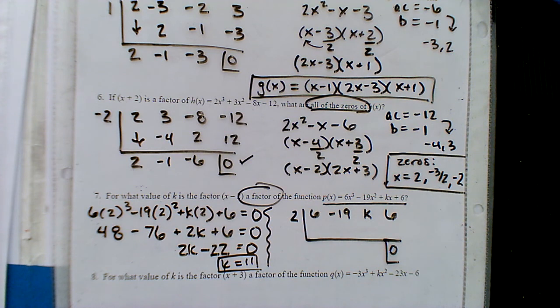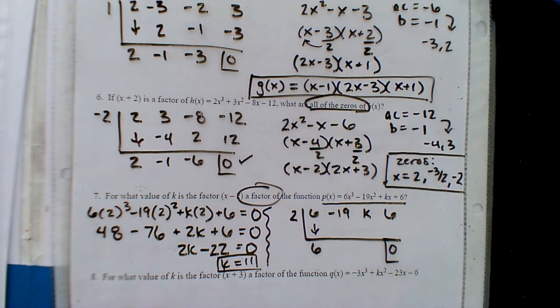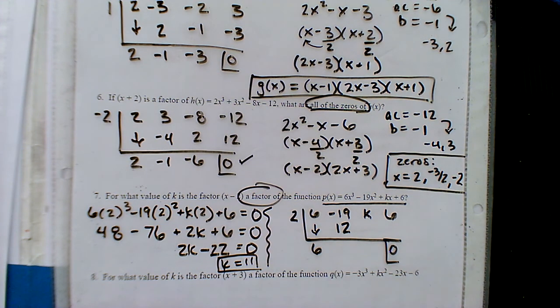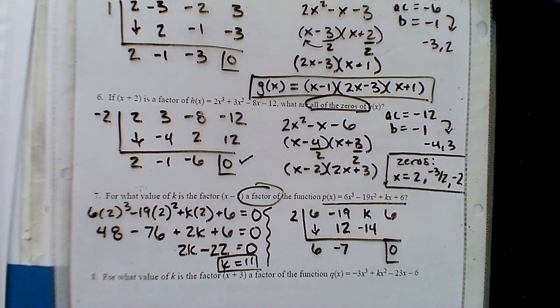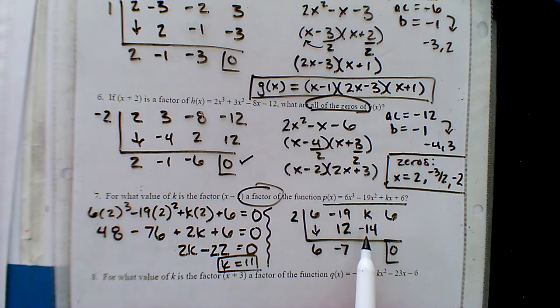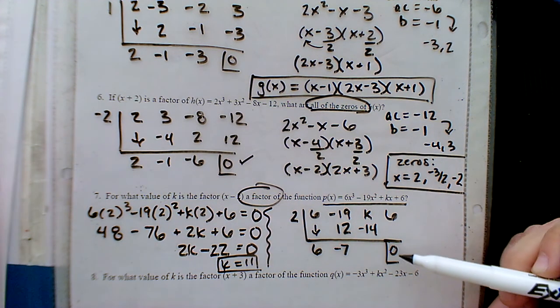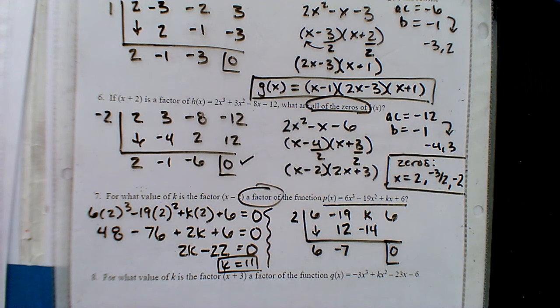So we're still trying to figure out what k is, but notice how we can probably figure that out with this setup. If we were to go through division like we normally would, we drop the 6, times 2 would be 12, plus negative 19 would be negative 7, times 2 would be negative 14. And this is when you would add k, but that might look a little weird down here. So notice how you can work through synthetic division to a point, but maybe we can use this 0 to our advantage and work backwards.